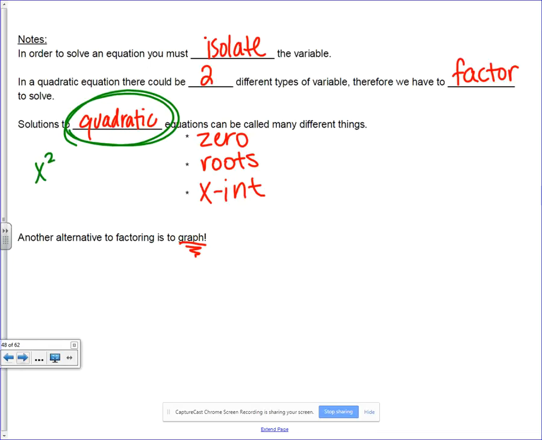So if I have something like this, we're not on our Chromebooks here yet, folks. If I have something like that, that is quadratic, correct?